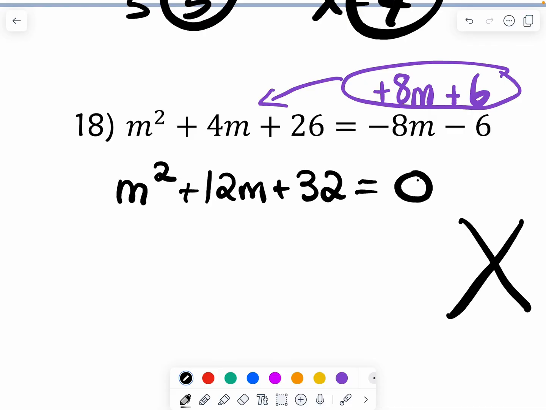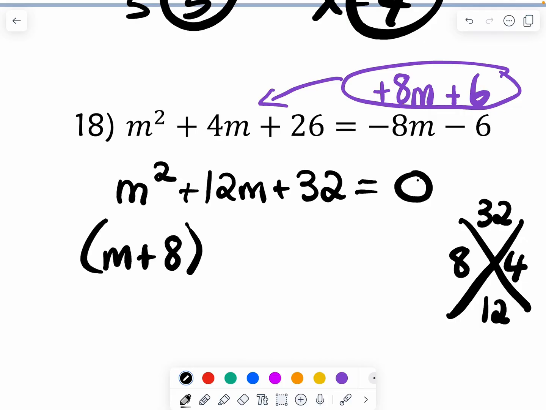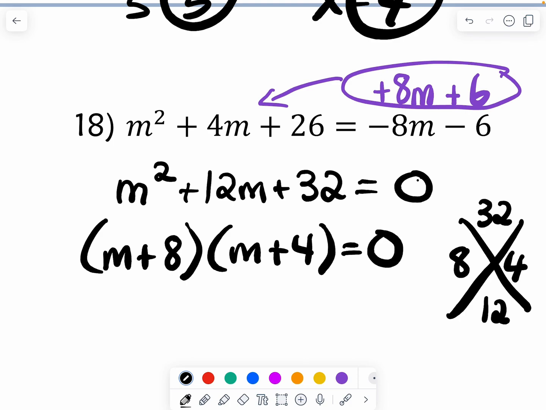Another diamond problem, what multiplies to 32 and adds to 12? It ends up being 8 and 4. So I could jump right to my factored form, m plus 8, m plus 4. Why did I not need to go through all those steps of replacing the middle term? Because there's no number in front of the squared term here. If there was, that's when I would do those additional steps.